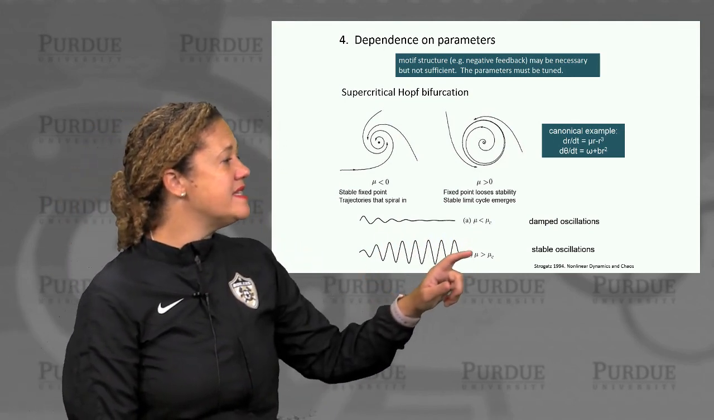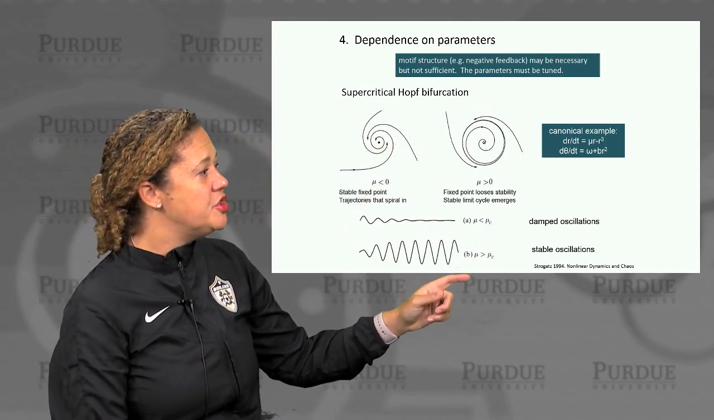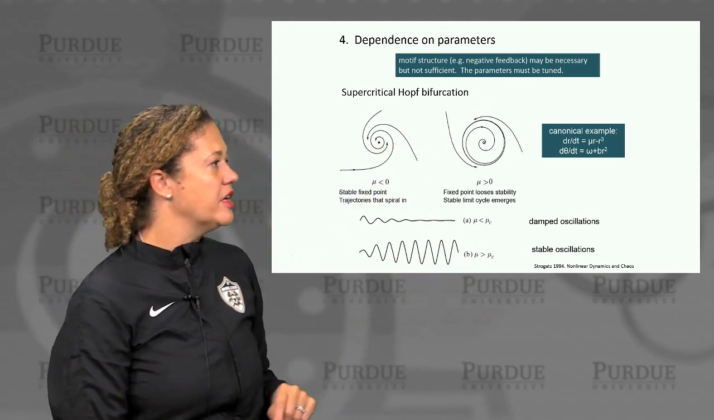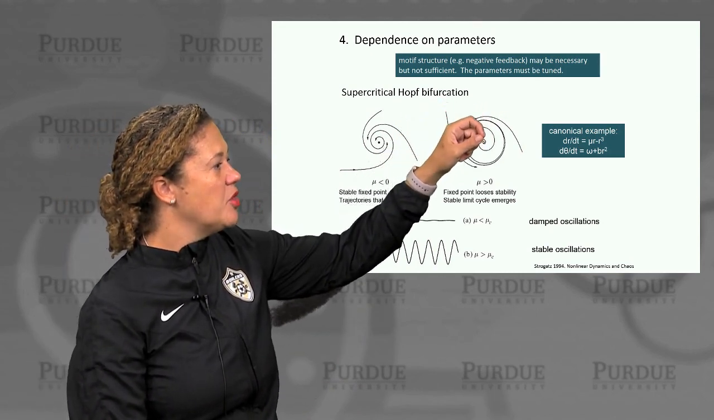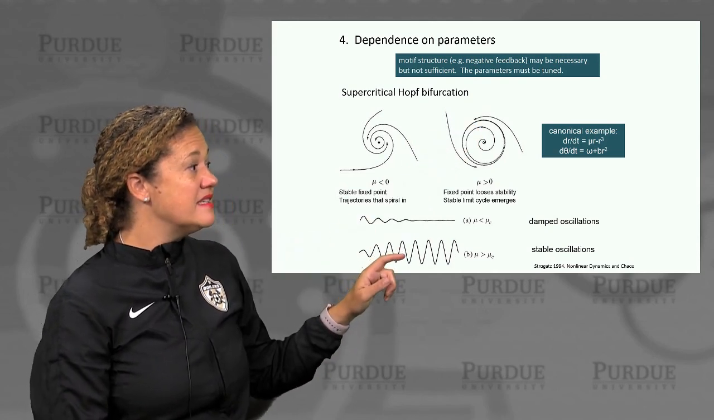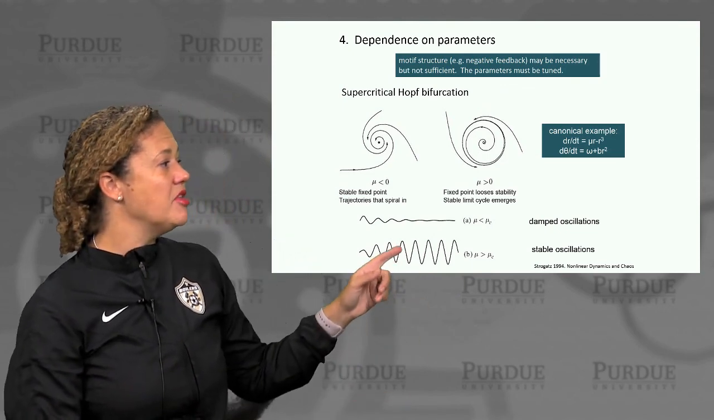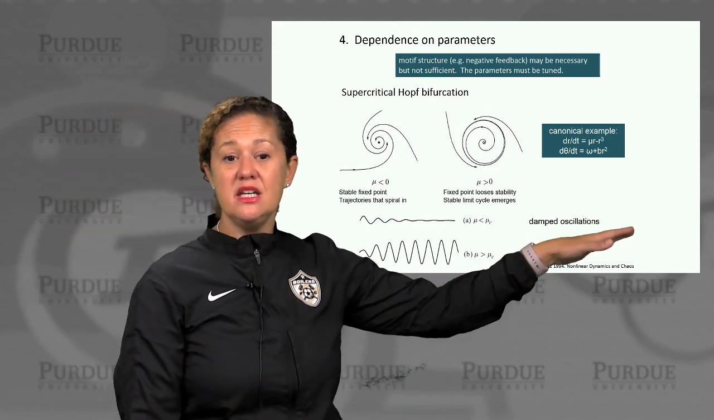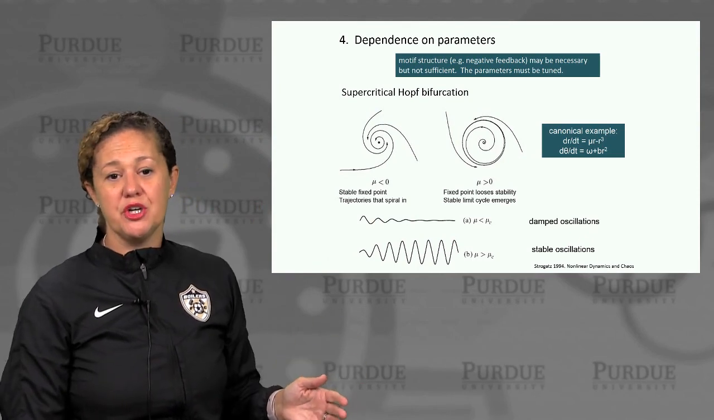Whereas we would see stable oscillations if we were to start at the same point now that we've tuned mu greater than that critical value, in this case 0. If we start somewhere in our phase plane near this unstable state, we would see oscillations that grow until they settle into stable oscillations that would continue indefinitely unless the system were further perturbed.